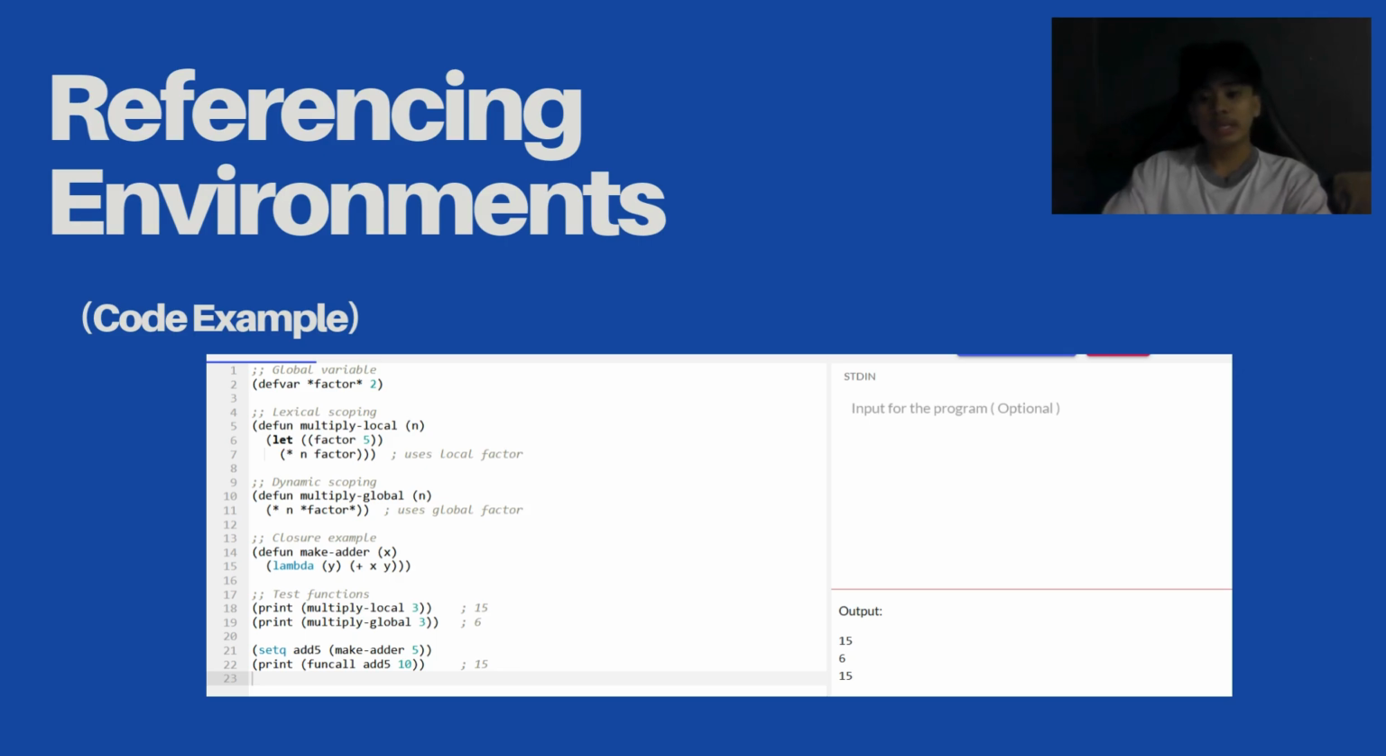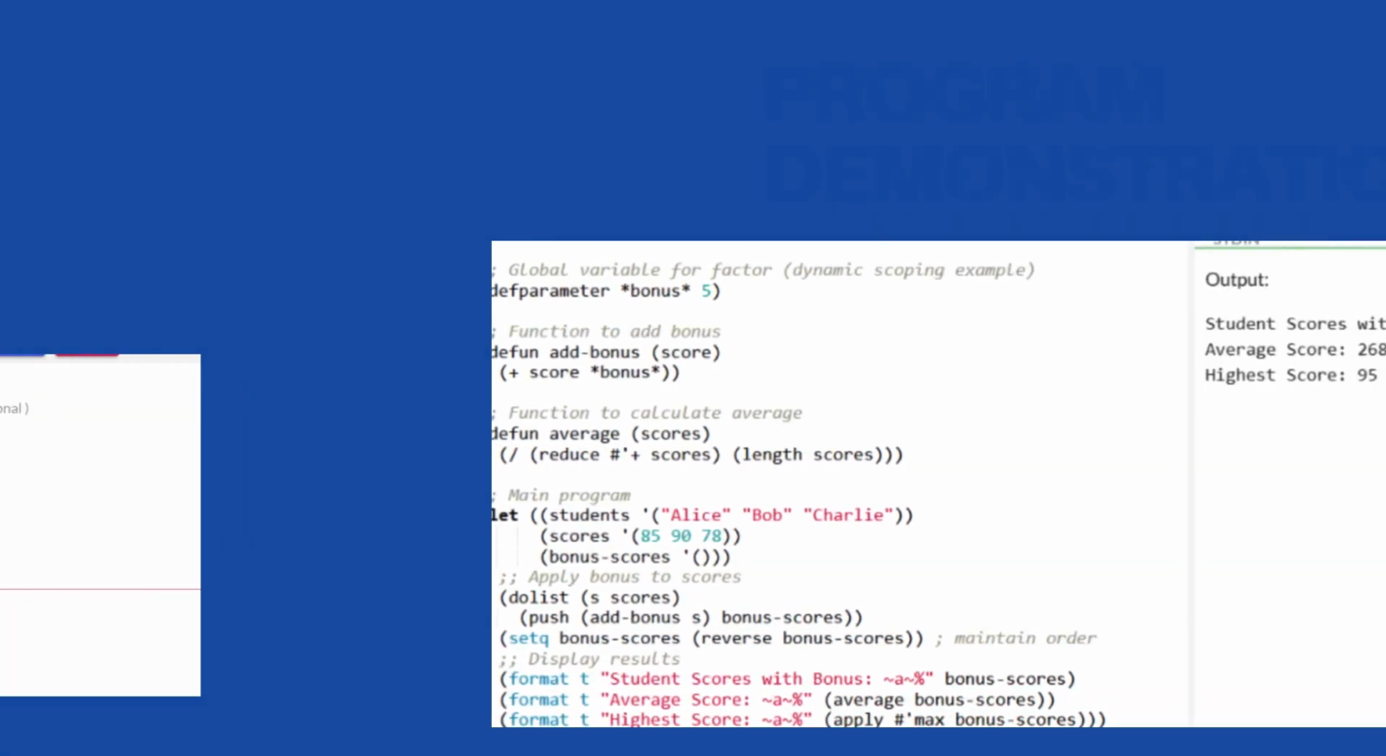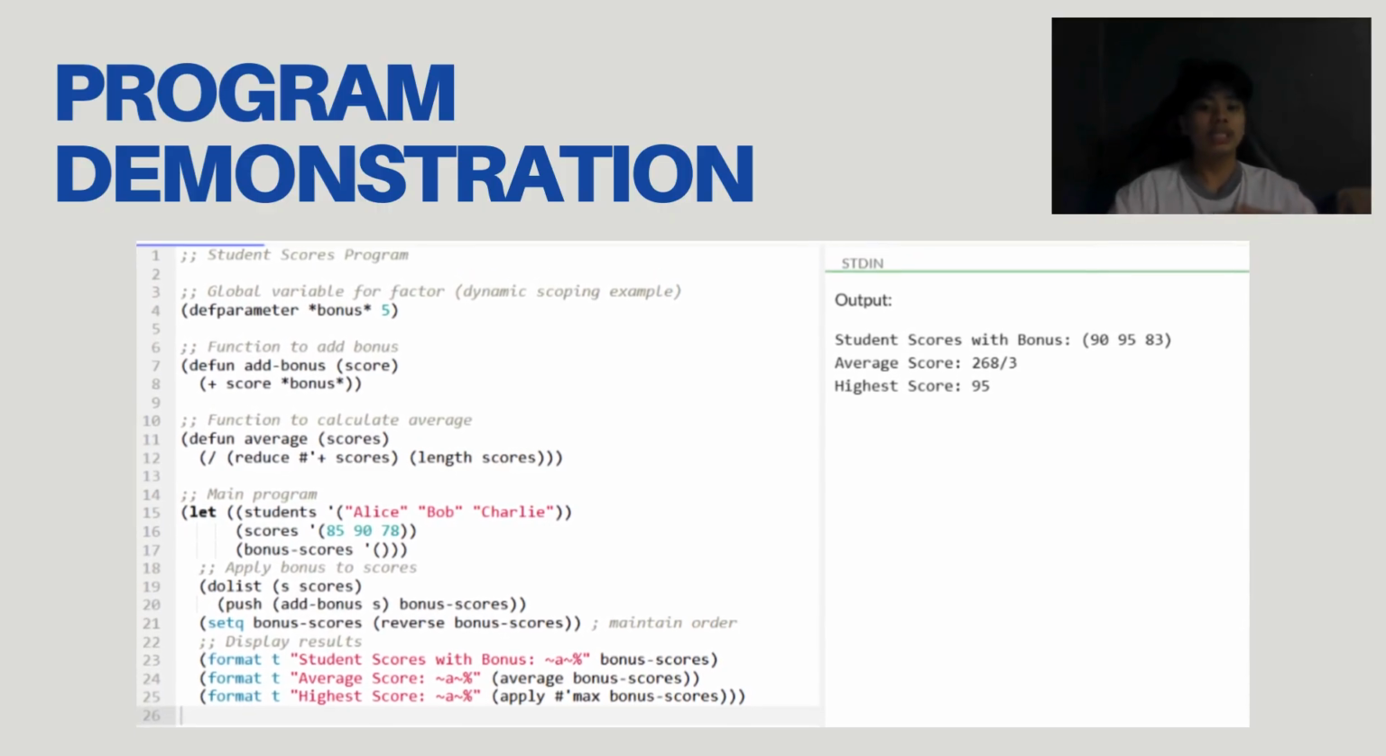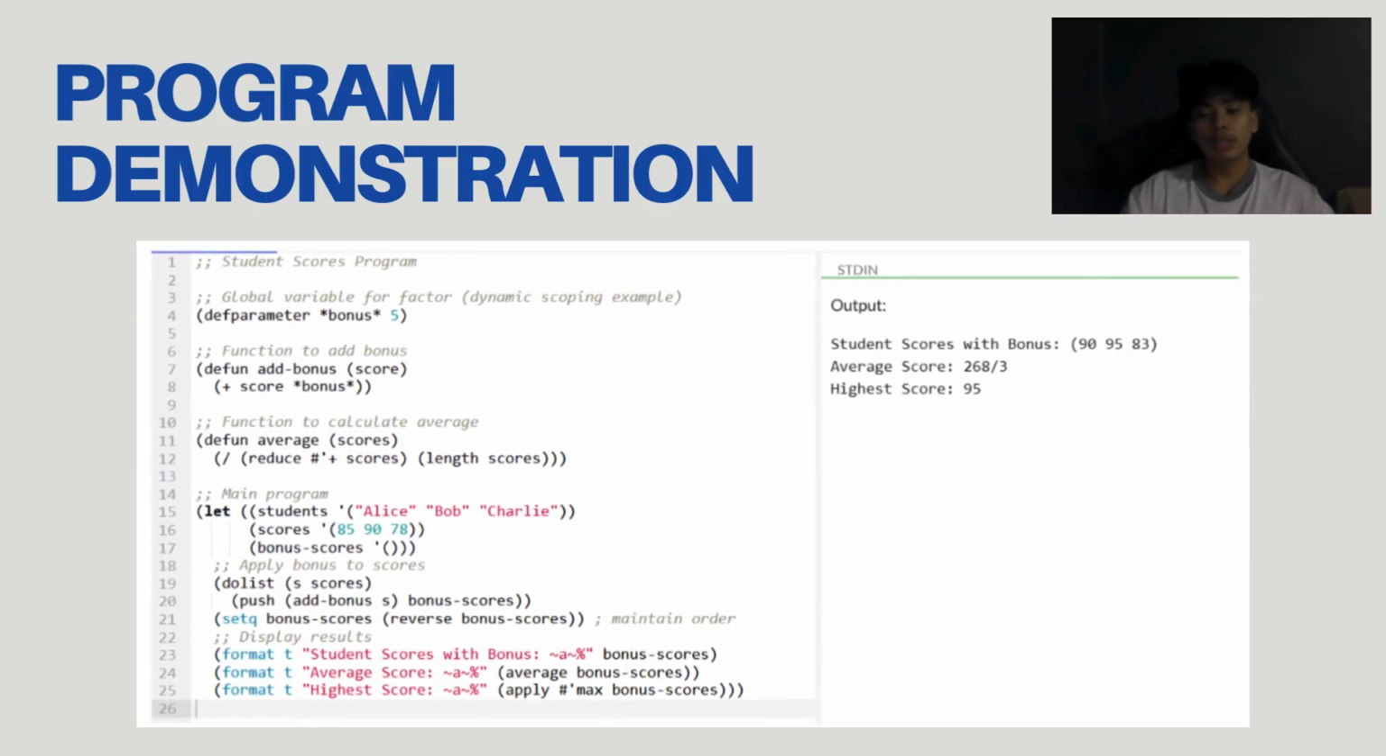We also create a closure with make-adder, which captures the variable x from its defining environment using funcall. We can call the closure with a new value. So for the program demonstration, this is the student score program demonstrating multiple Lisp concepts we covered.